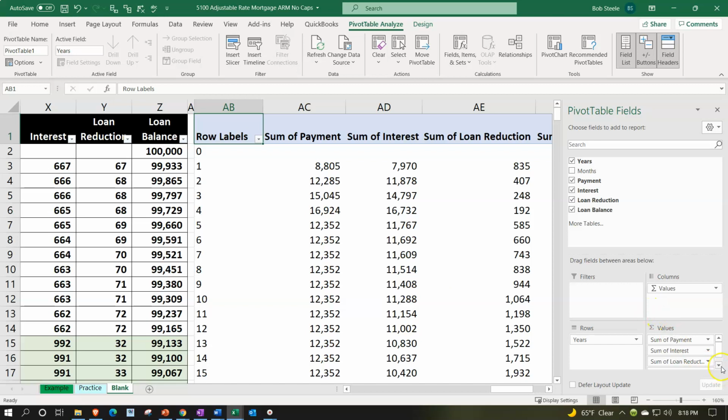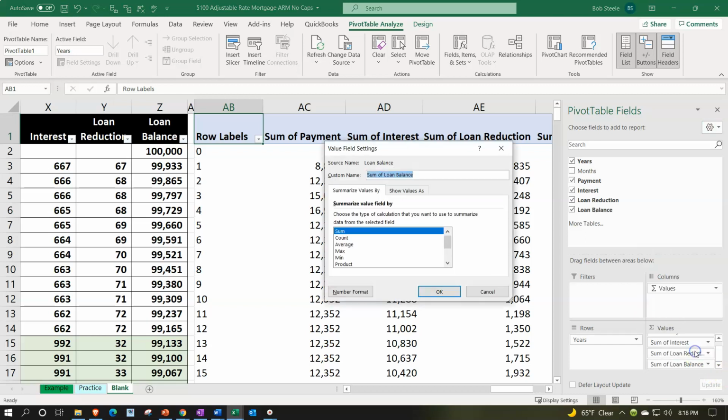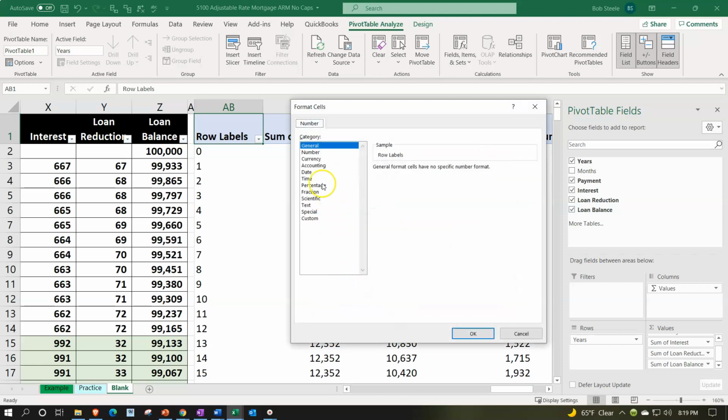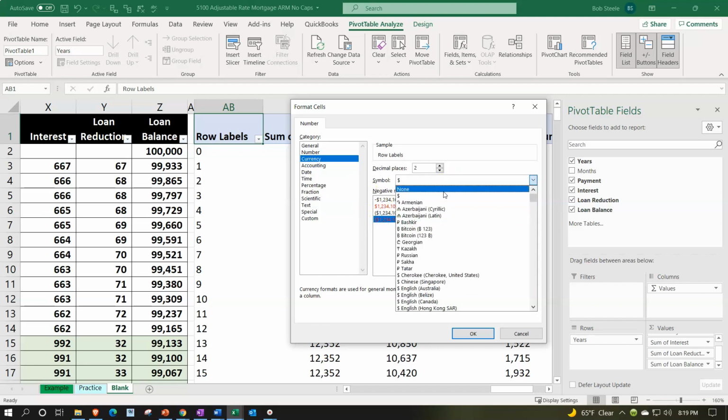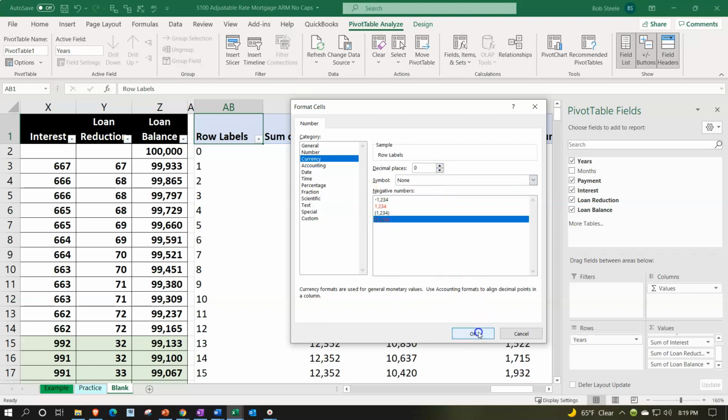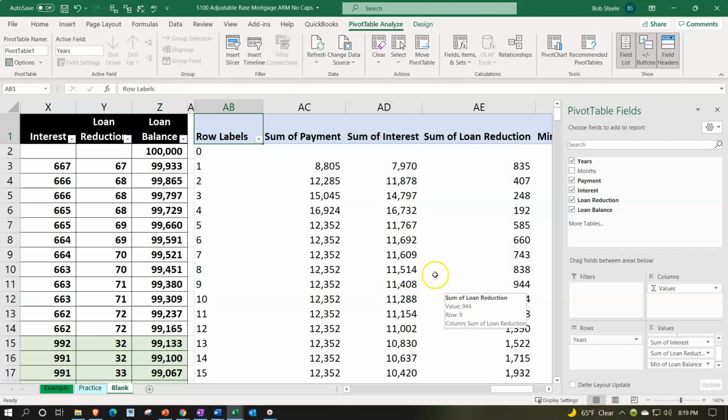And the last ones, we got that twist on it. There's a twist on this one, the balance, value. This one, we want the minimum balance to get the minimum balance for the balance at the end of the year. Then number format, currency, brackets, no $, no decimals, okay. And there we have it.